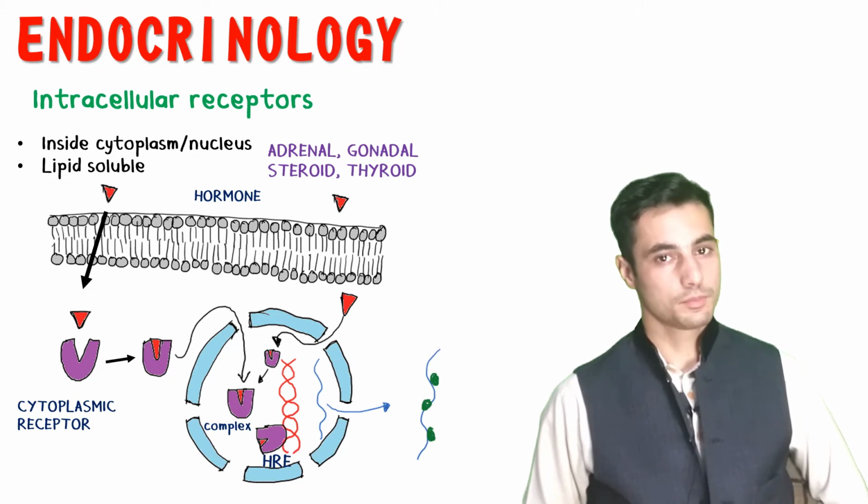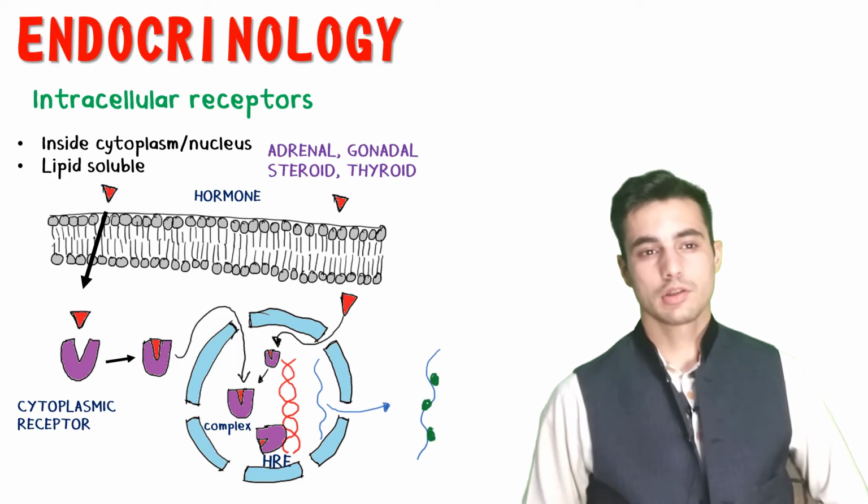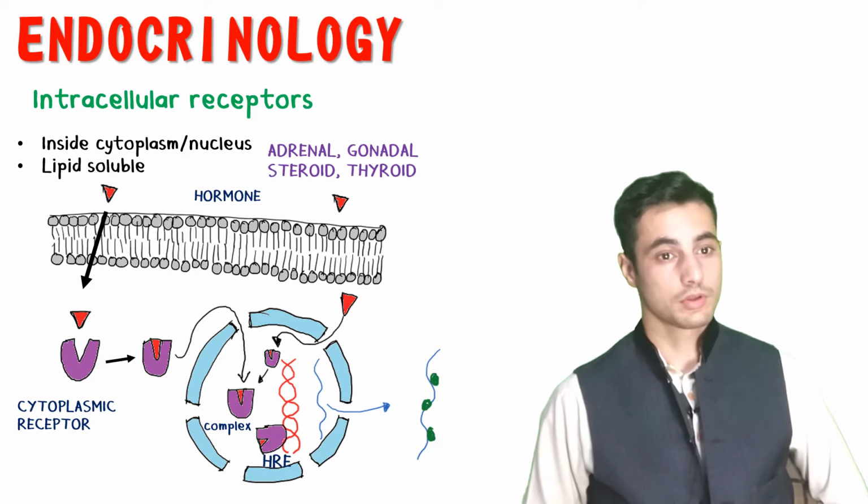and it will cause the transcription and hence the synthesis of the proteins. On the other hand, there are certain hormones which have no cytoplasmic receptor, like the thyroid hormone. They go directly inside the nucleus, combine with their receptor, form a complex, then combine with the special regulatory sequence of the DNA, causing transcription and translation.